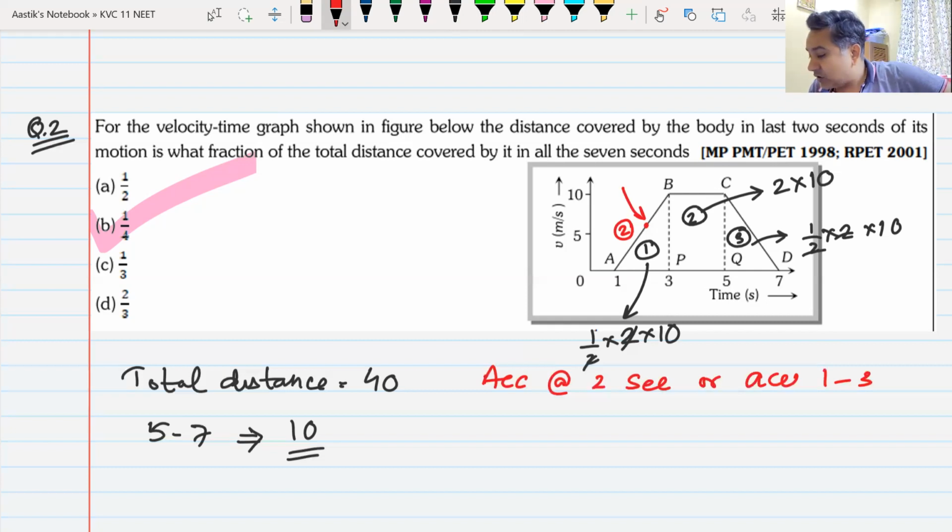Can you tell me what is the acceleration from 1 to 2 seconds? How do you find the acceleration? First tell me, is this acceleration going to be positive or is this acceleration going to be negative? It is going to be positive, yes or no? Now, can you tell me what is the acceleration from 1 to 3 seconds? How do you do it? V2 minus V1 divided by T2 minus T1. Can you tell me what is the answer that you are getting?